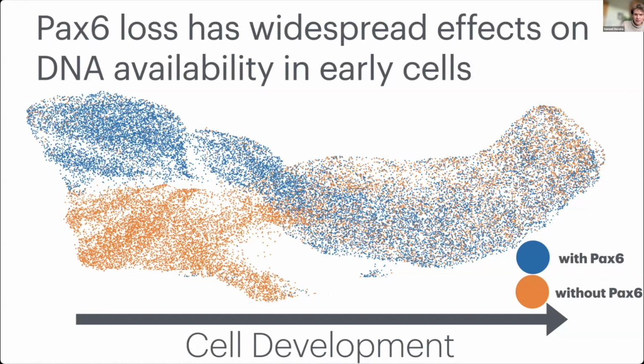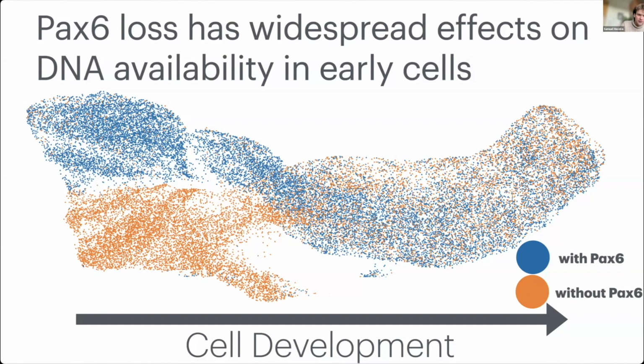However, if we look on the left-hand side of this diagram, we see a very different story. In this left-hand side of the diagram, the cells without PAX6 and with PAX6 separate quite distinctively. That means that without PAX6, you get a very different availability profile as compared to the cells which have functioning PAX6. So what we see is that early in the development, the cells are quite different. However, the cells without PAX6 are able to develop into very normal neurons.